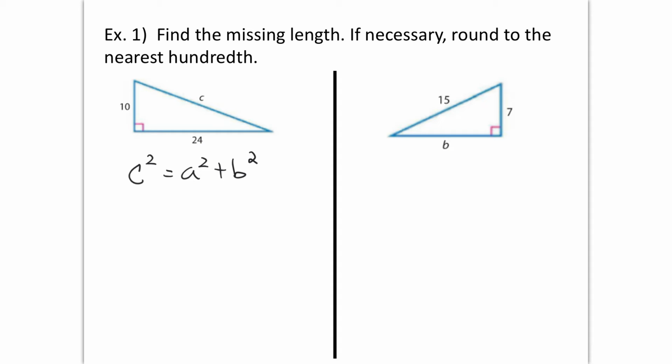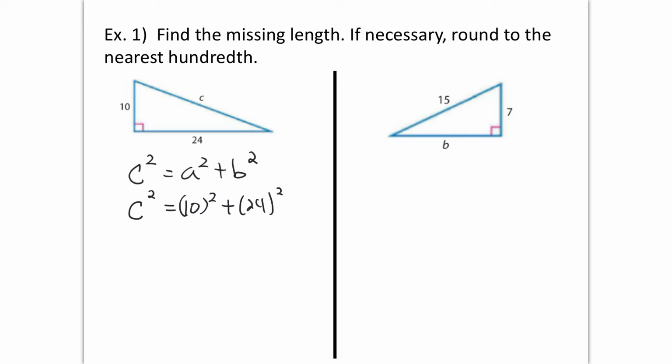I'm going to substitute those values into the formula, and when I do, I have to be careful where I substitute because I'm not going to substitute anything for C, because that's going to be my hypotenuse. That's what I'm looking for. I do have A, which is 10 squared, and I do have B, which is 24 squared. Now you guys need to simplify, and then we need to get C by itself.